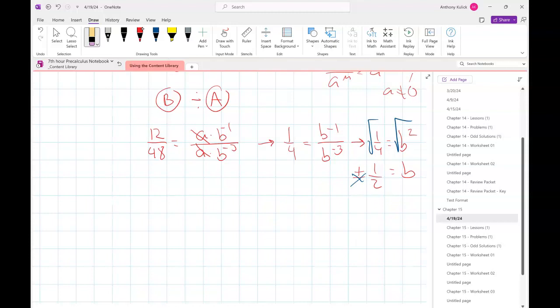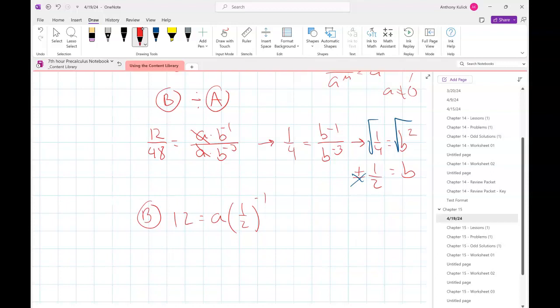So now that I know b, I can solve for a. I'm just going to pick one of these two equations. I'm going to pick equation B. It doesn't matter which one you pick. And I'm going to plug in my value for b. And now I'm going to solve for a.